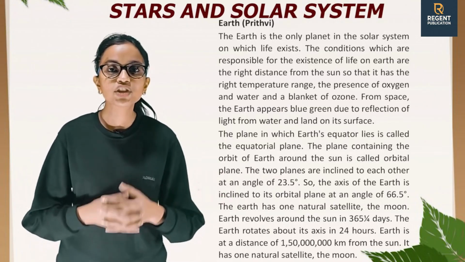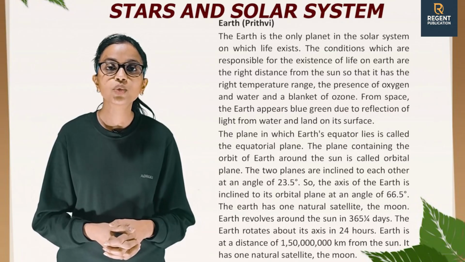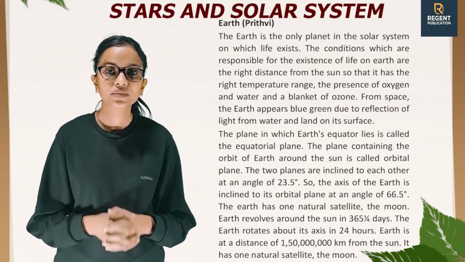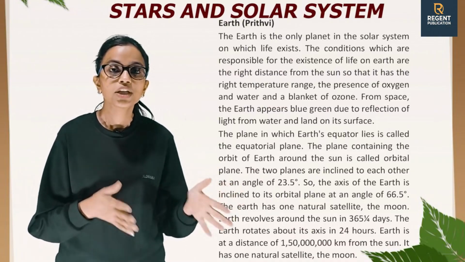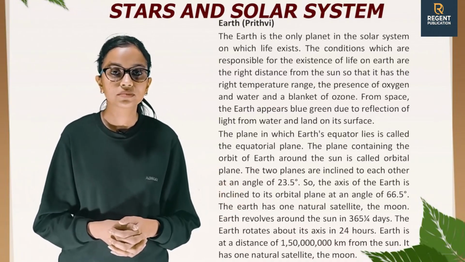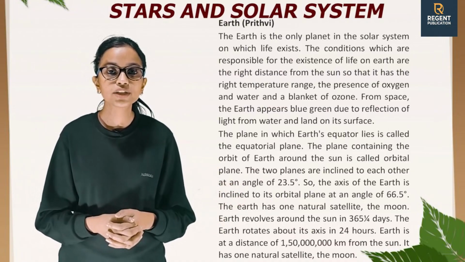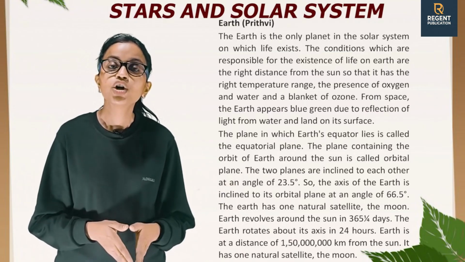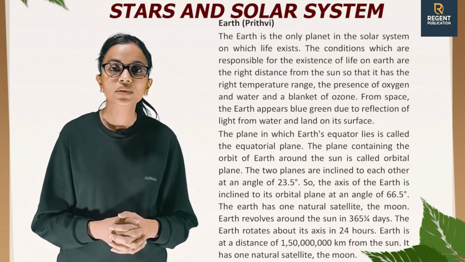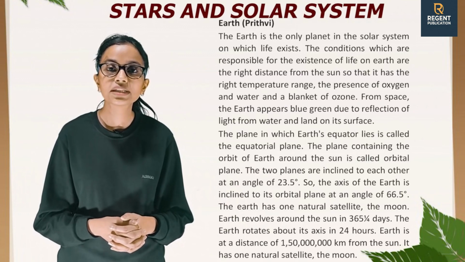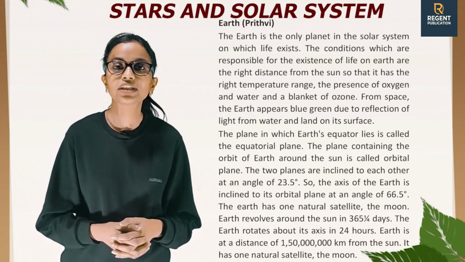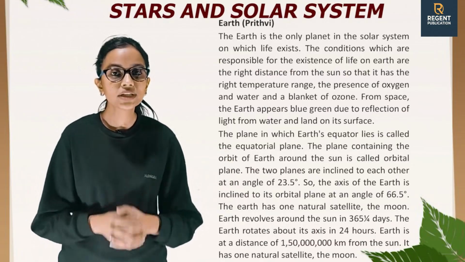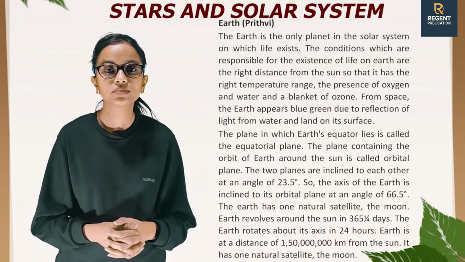The plane in which Earth's equator lies is called the equatorial plane. The plane containing the orbit of Earth around the Sun is called the orbital plane. The two planes are inclined to each other at an angle of 23.5 degrees. So the axis of the Earth is inclined to its orbital plane at an angle of 66.5 degrees. The Earth has one natural satellite, the Moon.